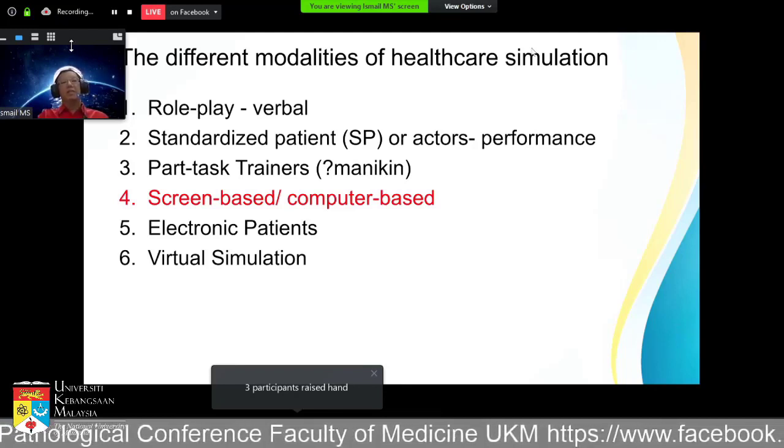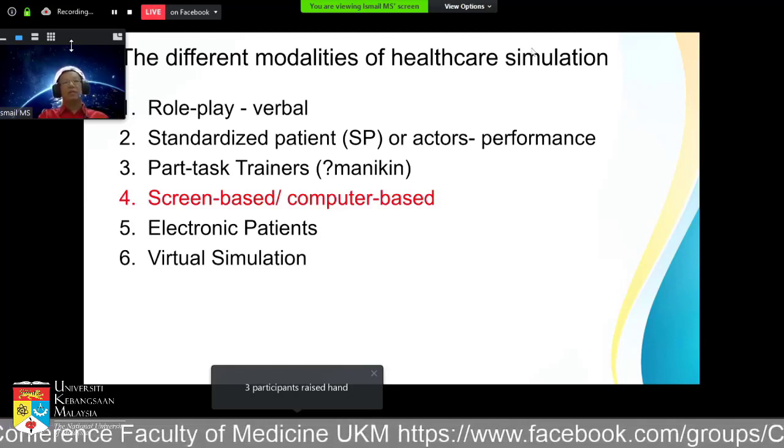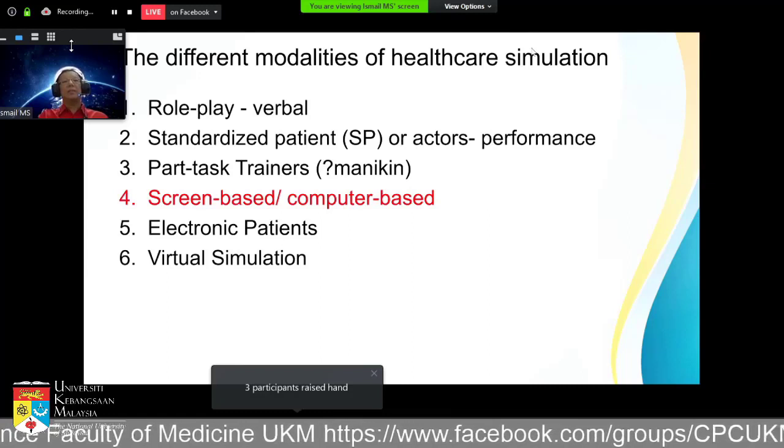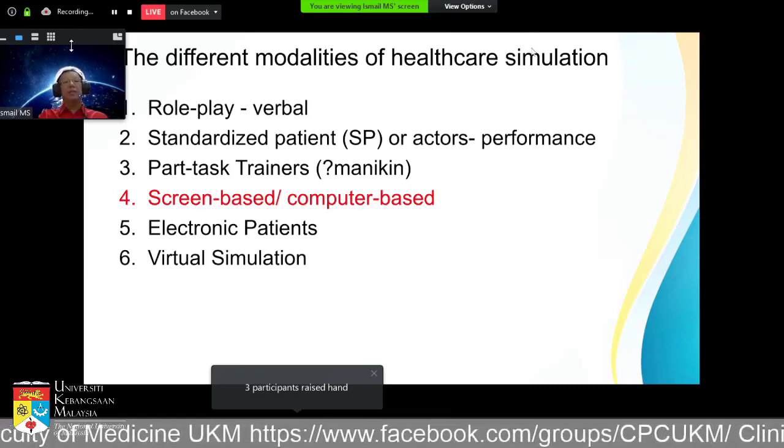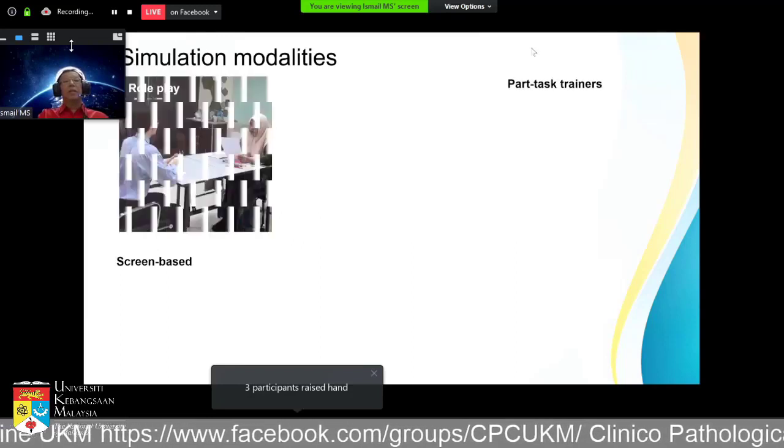Last but not least is the virtual simulation. This is another modality of simulation, but you use VR or even AR, virtual reality or augmented reality, sorry. So these are some examples.